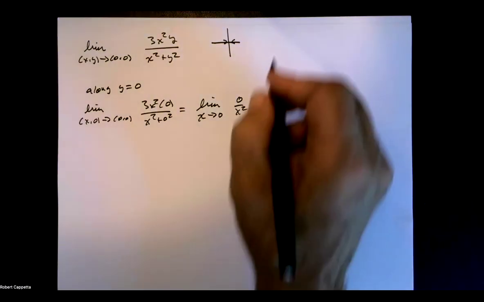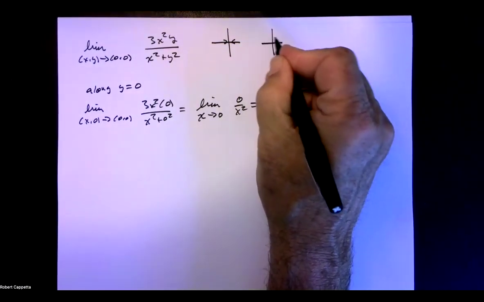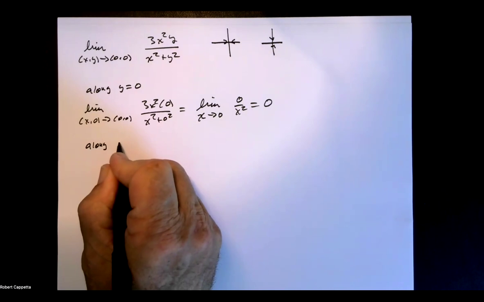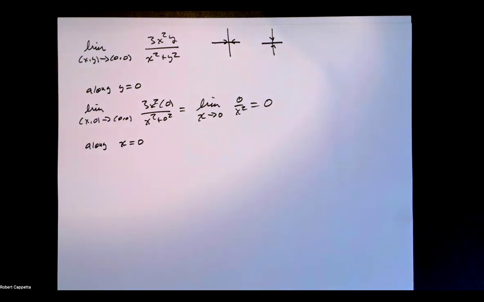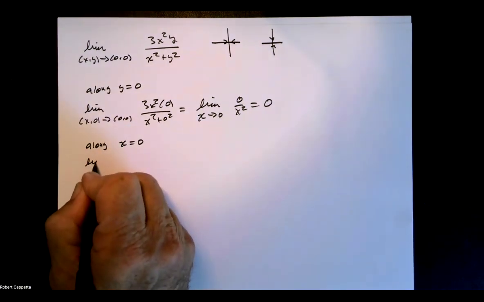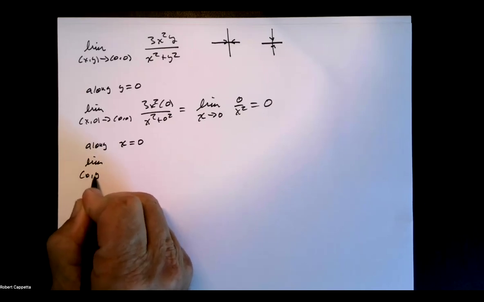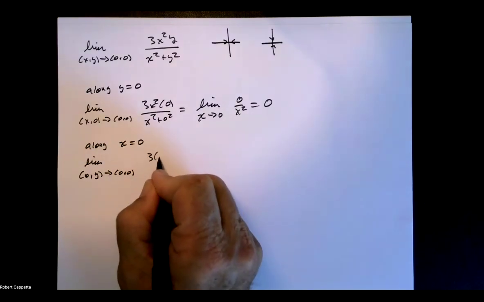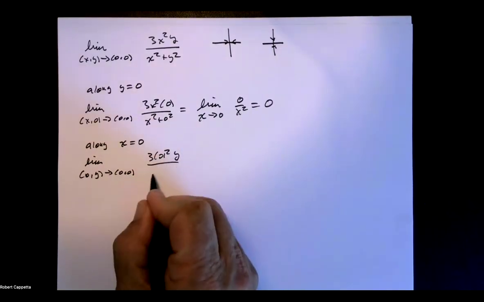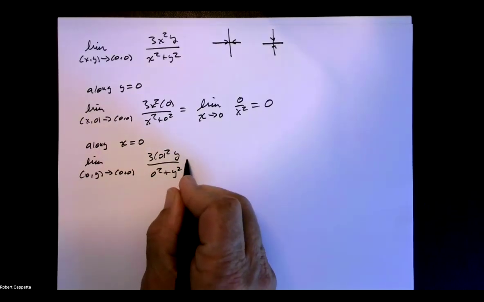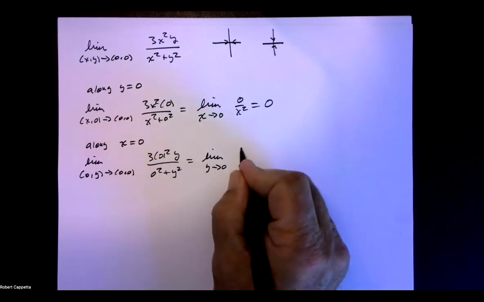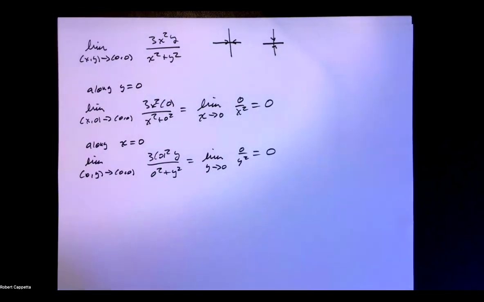Okay. How about along the line x equals 0, which would be coming this way? Along the line x equals 0, what would that be? That's the limit of (0, y) approaches (0, 0). X is 0, so that's 3 times 0 squared times y over 0 squared plus y squared, which is the limit as y approaches 0 of 0 over y squared, which is 0. So we have shown two paths that yield 0.